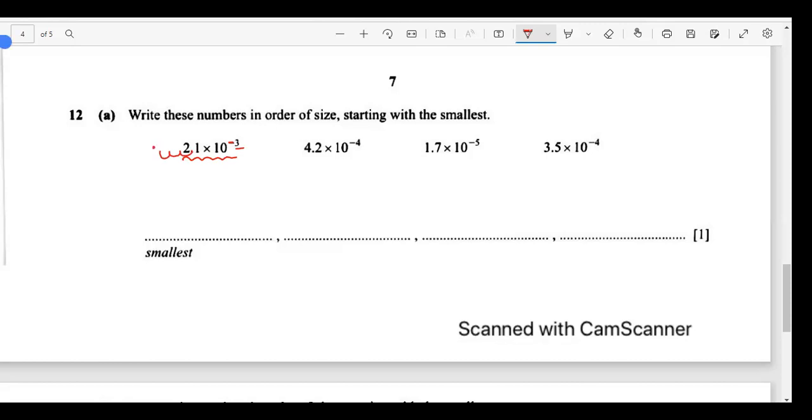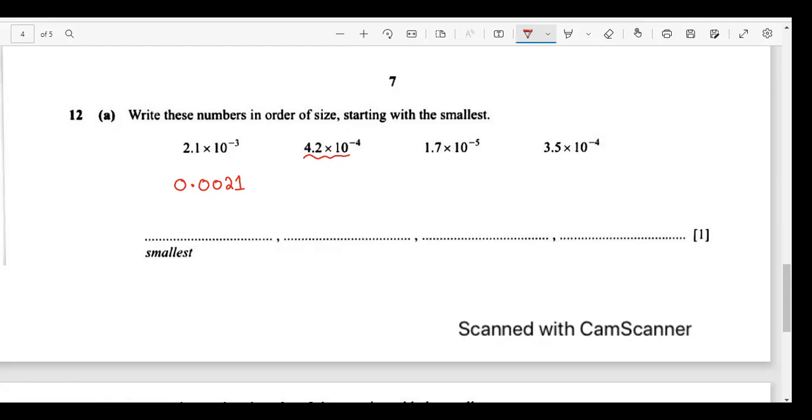So we would have 0, 0, and then another 0. So it would be 0.0021. I can write down 2.1 multiplied by 10 power minus 3 as 0.0021. The next one is 4.2 multiplied by 10 power minus 4.